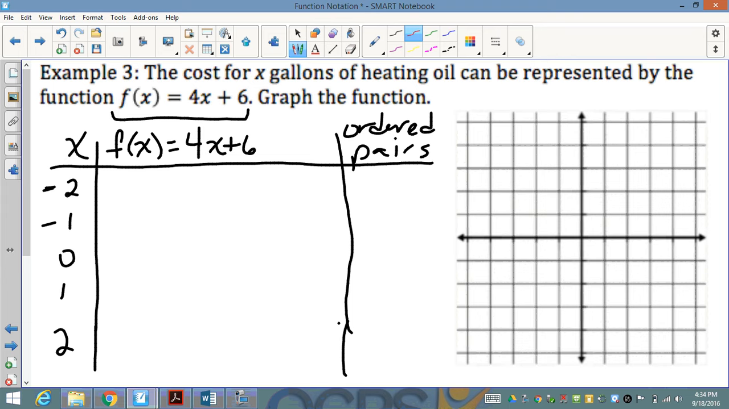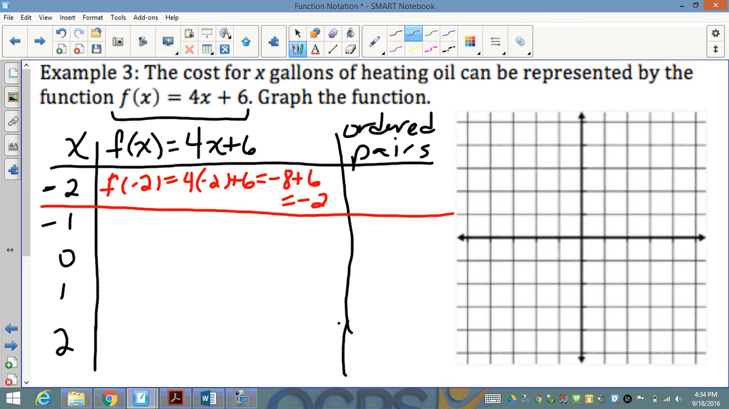All right, here we go. F of negative 2. So I'm going to take out the x and plug in negative 2, which is going to give me negative 8 plus 6, which is negative 2. Signs are different, so I subtract and keep the sign of the larger. So for this first one, my ordered pair, the x was negative 2, the y is negative 2.